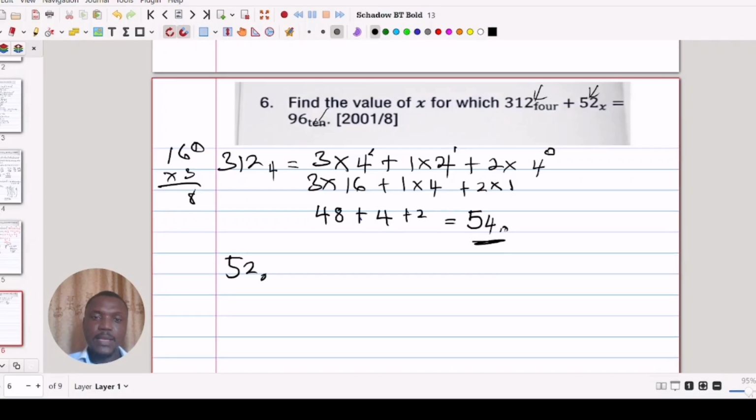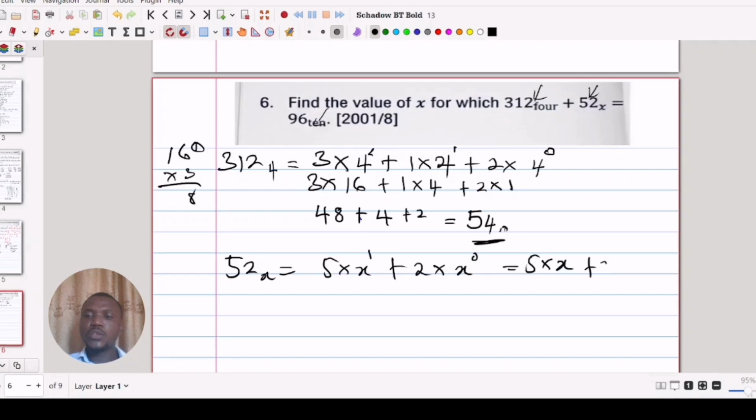25 base x rather. So that will be 5 times x plus 2 times x. So you go to the power, you start with 0, 1. And that will be 5 times x raised to power 1 is x, plus 2 times x raised to power 0. That will be 1. So this should be 5x plus 2. I've done that. Now, you don't need to convert this 96 base 10. It's already in base 10.